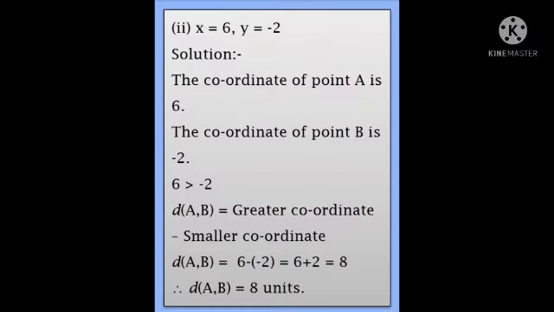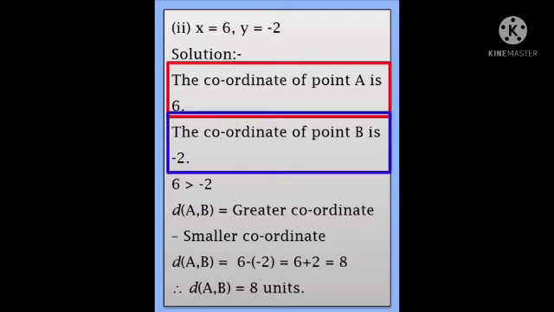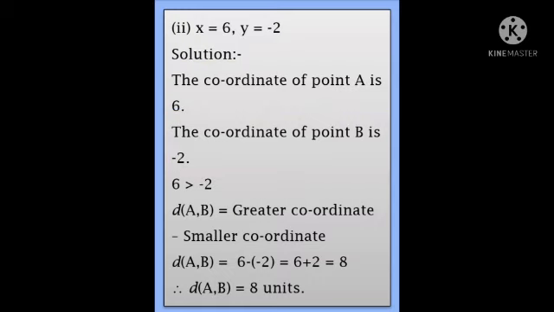Question number 2. x is equal to 6, y is equal to minus 2. Solution. The coordinate of point A is 6. The coordinate of point B is minus 2. 6 is greater than minus 2. Distance of A and B is equal to greater coordinate minus smaller coordinate. Distance of A and B is equal to 6 minus minus 2, that is equal to 6 plus 2, that is equal to 8. Therefore, distance of A and B is equal to 8 units.